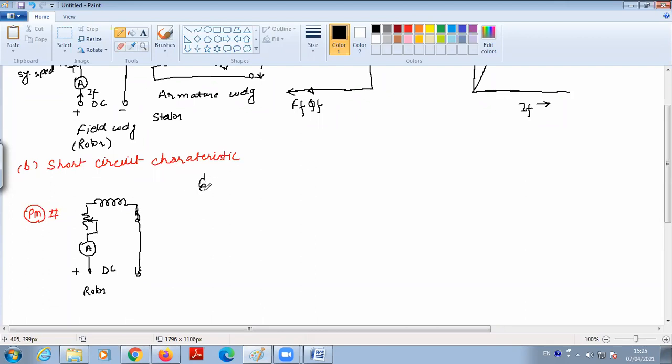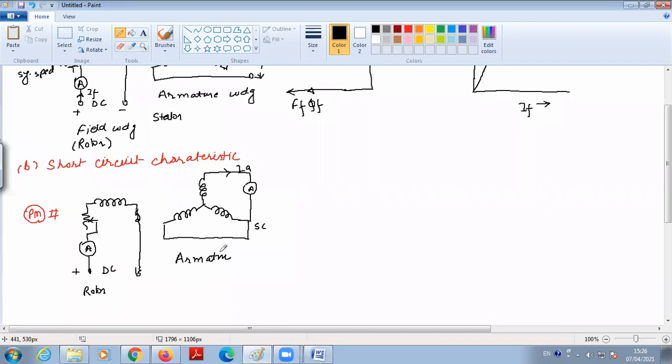Now here is the three phase stator winding, star connected, and it is short circuited. With the help of an ammeter, we are going to measure the current. For a big alternator, it is connected with a CT, since the current is very high. Here it is short circuited itself, so it will deliver the current, and these are the short circuited terminals. This is your armature winding.